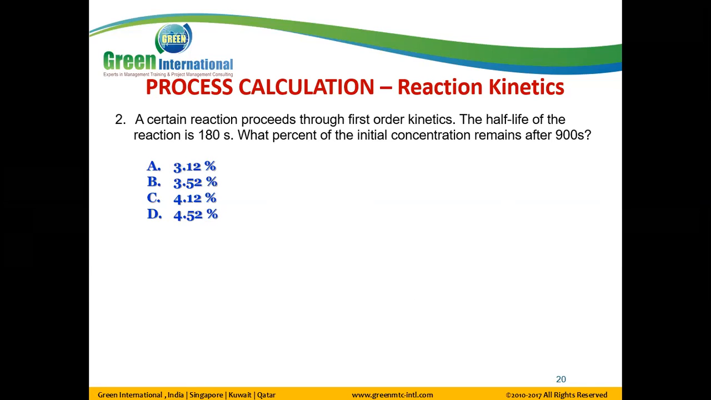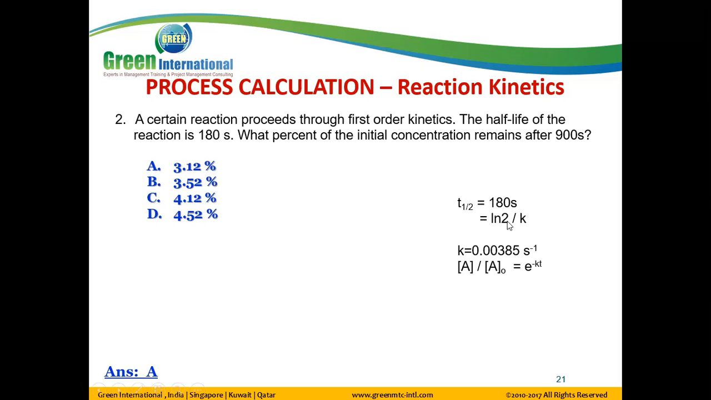A certain reaction proceeds through first order kinetics. So it's a first order reaction. Half-life of the reaction is 180 seconds. So t1/2 is given as 180. What percentage of initial concentration remains after 900 seconds? So after 900 seconds, what is the concentration? That's the question. The A by A naught they're asking, right? t1/2 is given. Yes, A by A naught is being asked.